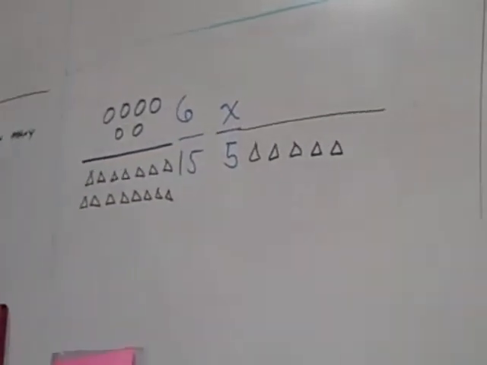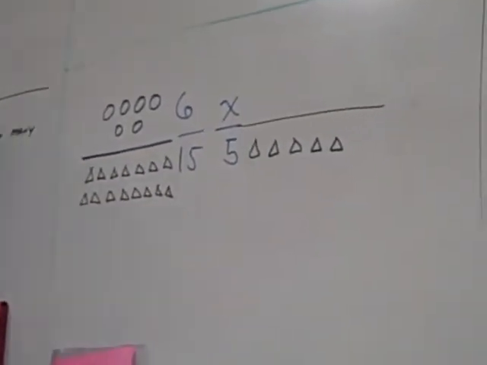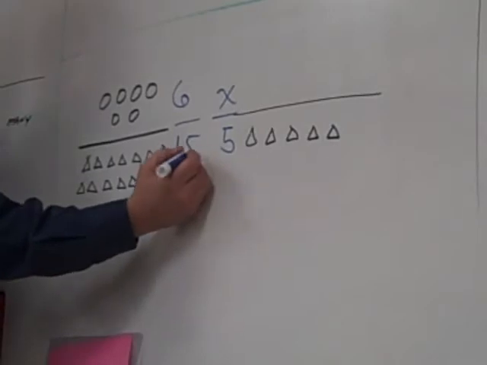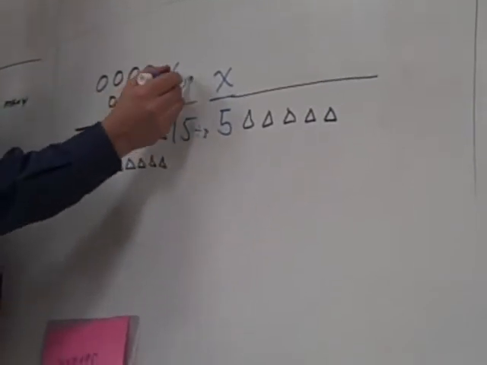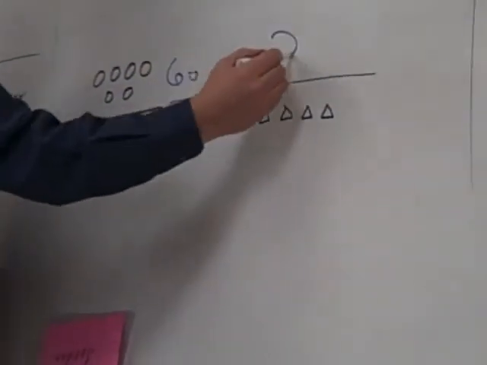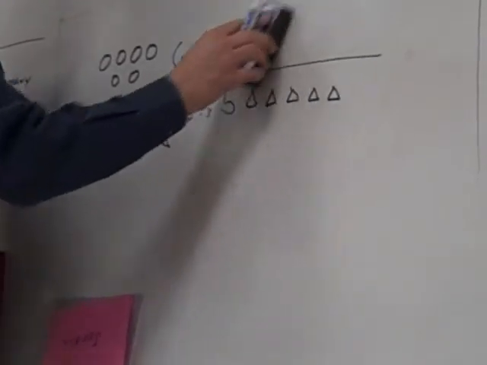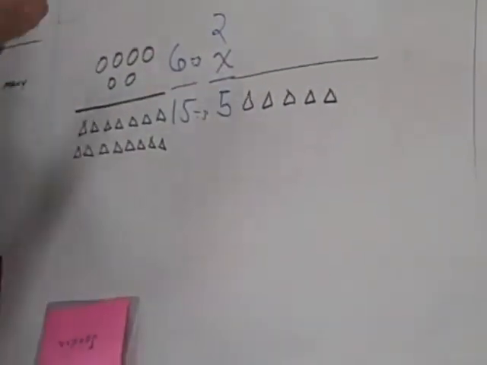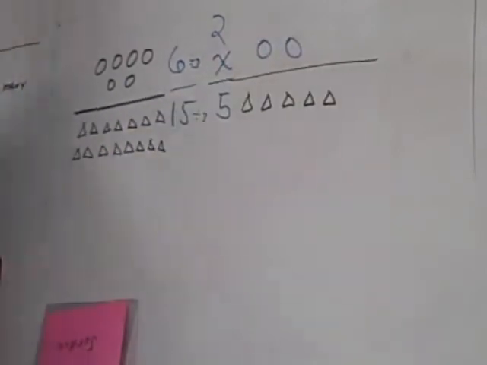Something over 5. How do we do it? How did 15 turn into 5? Divide by 3. So what here? Divide by 3. Oh, no. 2 is my solution, but what do I draw? 2 circles.